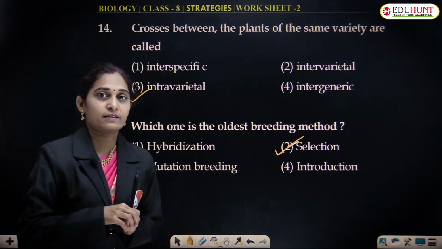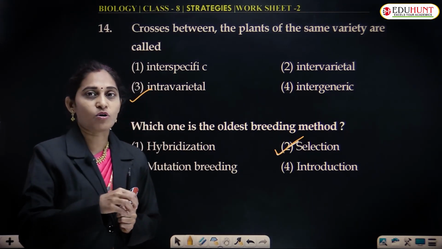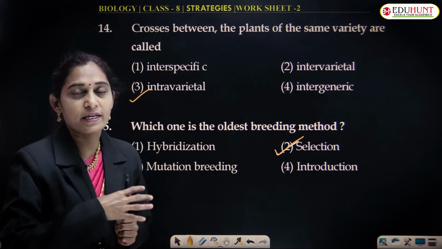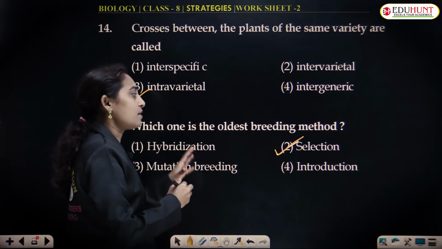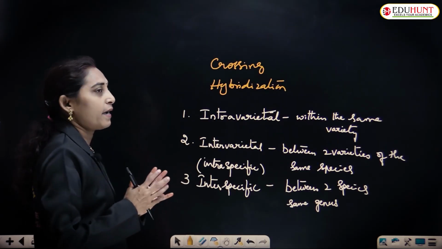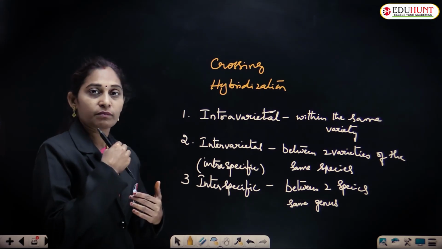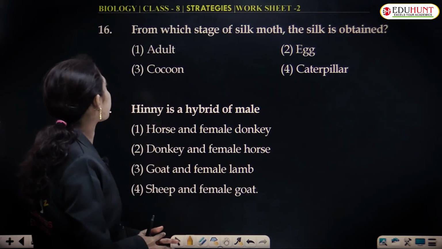We also select the students who are meritorious based on their performance in the examination. This is called selection, screening. It is the oldest method in plant breeding. They chose by looking into the phenotype, the visible characters.